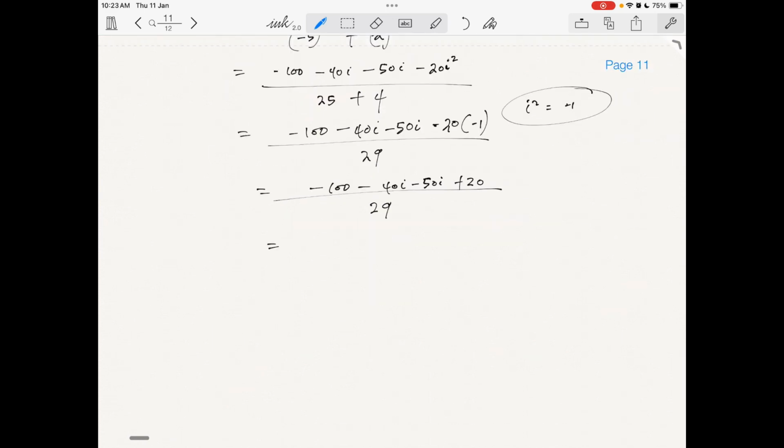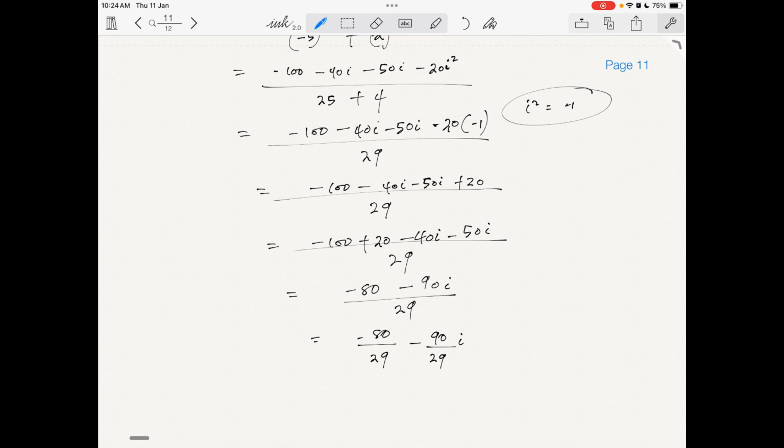So in essence, we can bring our real terms together. That's minus 100 plus 20, minus 40i minus 50i, divided by 29. So this gives minus 80 minus 90i divided by 29. It gives us minus 80 divided by 29 minus 90 divided by 29i. So this is z1, z2 divided by z3.